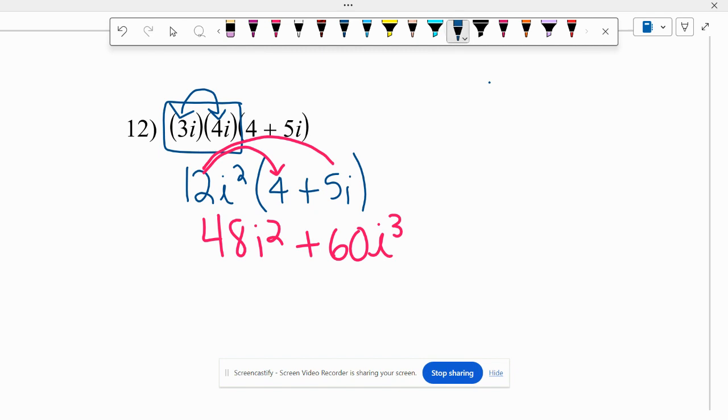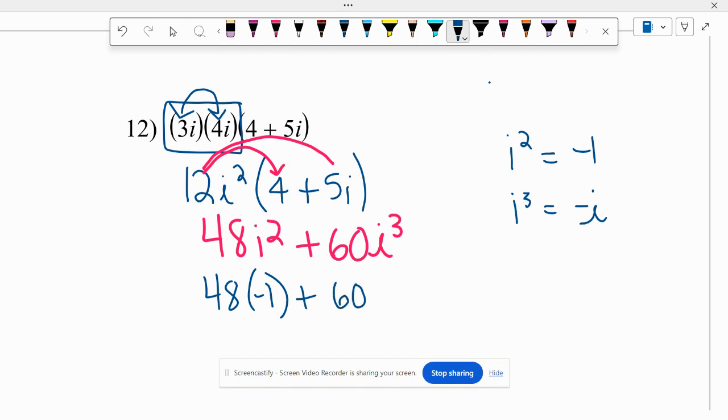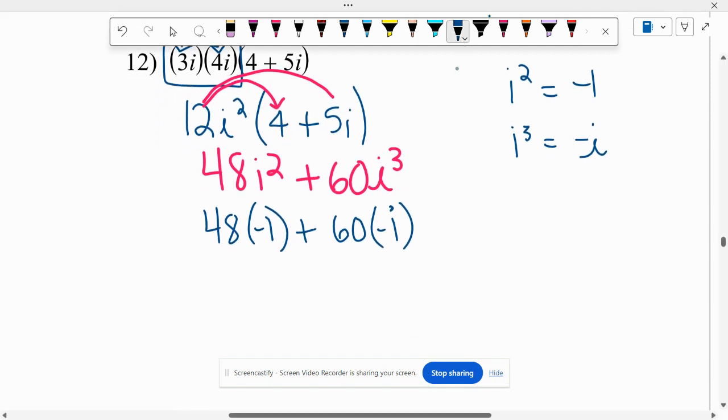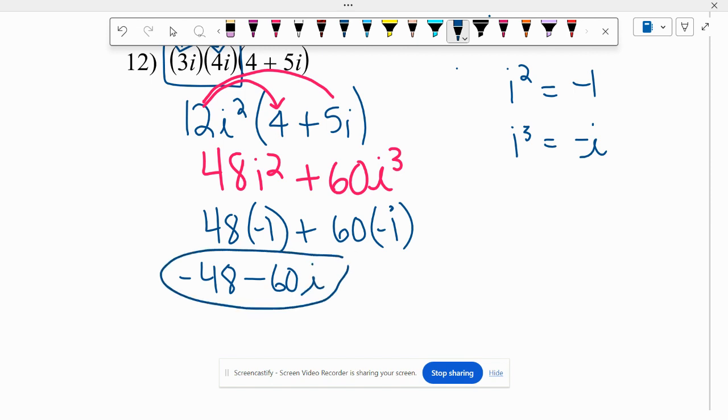Okay. What do I know i squared to equal? Yep. And what do I know i cubed to be equal to? Negative i. So I'm going to replace those. So this is really 48 times negative 1 plus 60 times negative i. Well, 48 times negative 1 is just negative 48. And 60 times negative i is negative 60i.